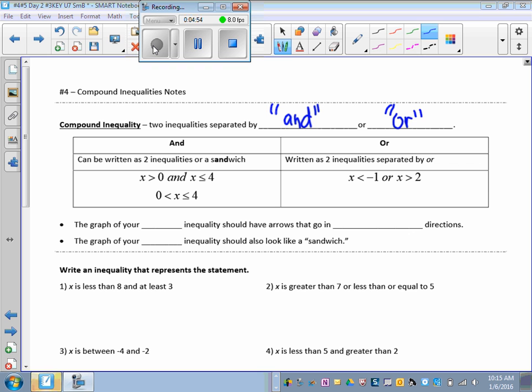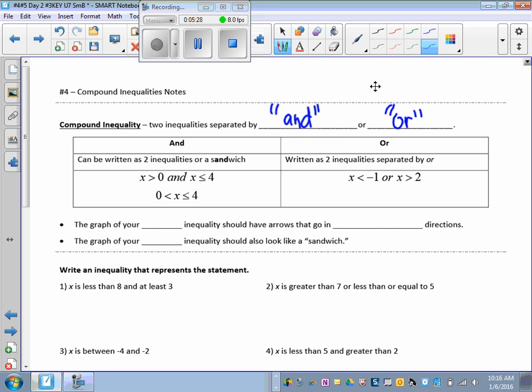Alright, so for an and inequality, this means that x satisfies two different conditions. x is greater than 0 and it's less than or equal to 4. So what would be a number that is greater than 0 but also less than or equal to 4? 3. Yeah, 3 is greater than 0 and 3 is also less than or equal to 4. So an and inequality, which is a compound inequality, has those two conditions that are combined together by and.